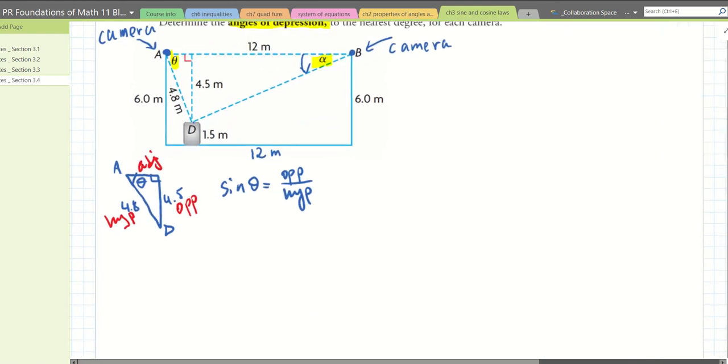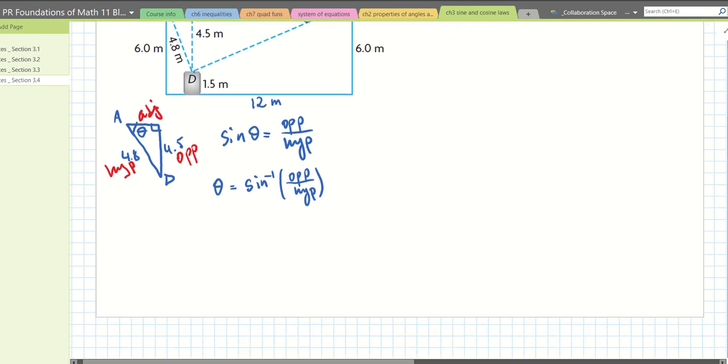Okay, let's move it. And then we're looking for the angle theta itself. So theta itself is going to be the inverse of sine. So we can write theta equals sine inverse of the opposite over the hypotenuse, which means now we can plug in the values for the opposite and hypotenuse to get the value for theta.